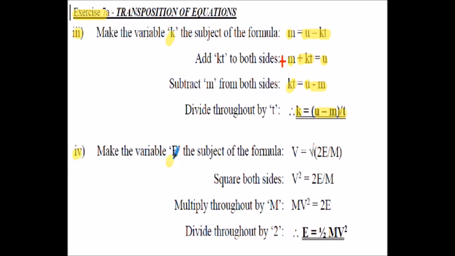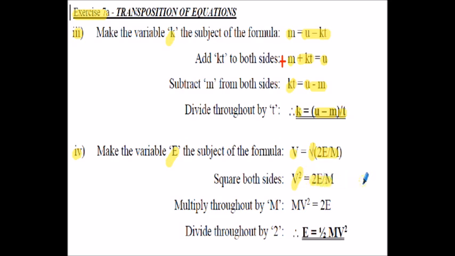Part 4, I've got to make e the subject given the formula v is equal to the square root of, in brackets, 2e divided by m. Because the e is inside the square root, inside the bracket there, I'm going to have to get rid of the square root first of all. The inverse operation to square root is square. So the first thing I'm going to do is square both sides. So v squared is equal to 2e divided by m.